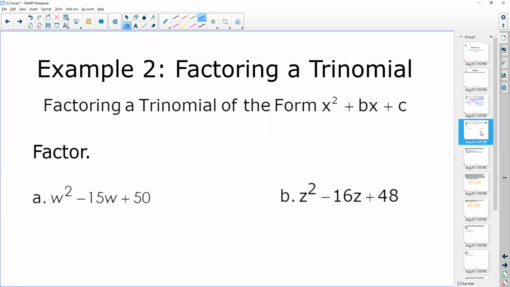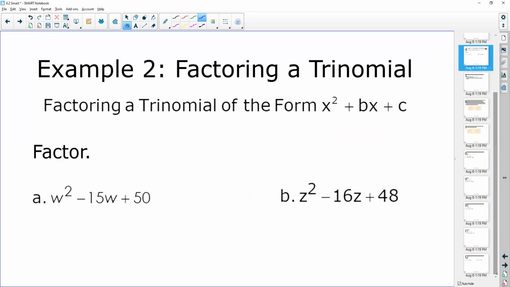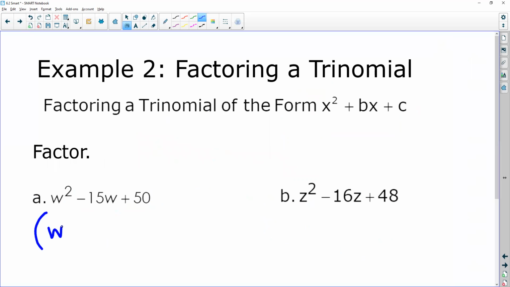All right, so you try these two. These are the same idea. Take a pause, actually do them. I will tell you the answer for the first one is w minus 5 and w minus 10. So pay attention to this sign combined with this one.